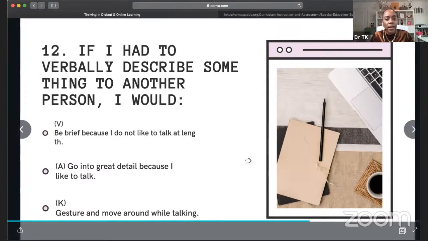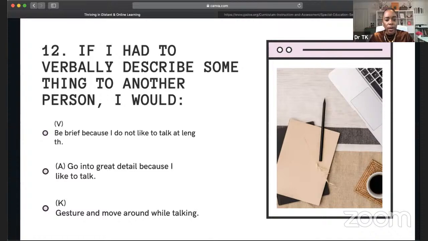Almost done. Number 12, if I had to verbally describe something to another person, I would be brief because I do not like to talk at length. Like you don't like to talk for a long time, so you just get straight to the point. A is go into great detail because you like to talk. Please own who you are.